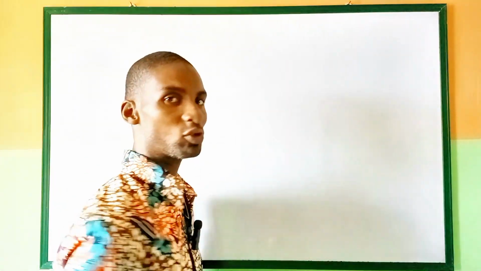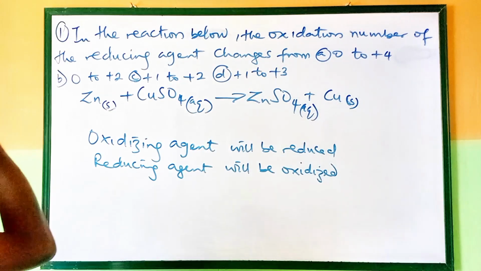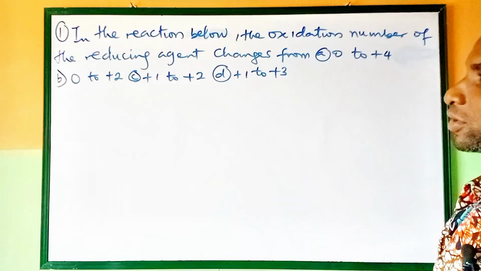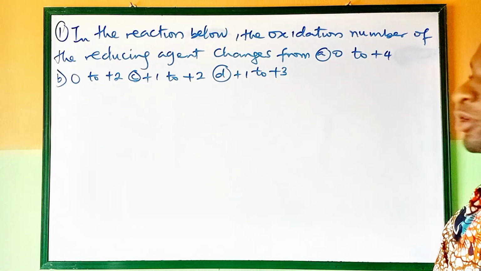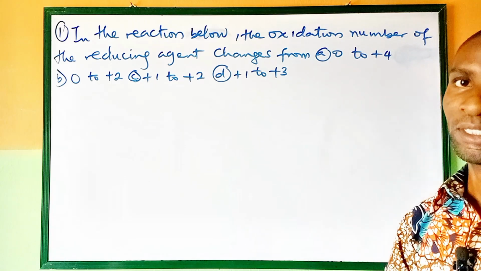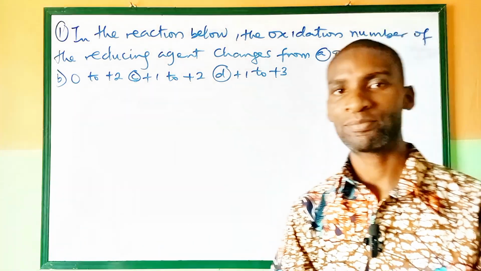Here is the first question. In the reaction below, the oxidation number of the reducing agent changes from what? Options: A, 0 to +4; 0 to +2; +1 to +2; +1 to +3. How do we approach this question?